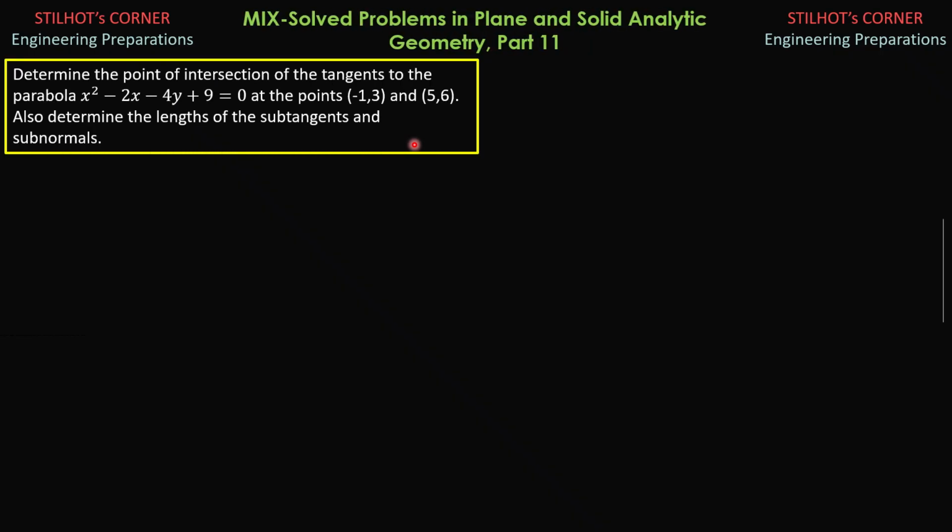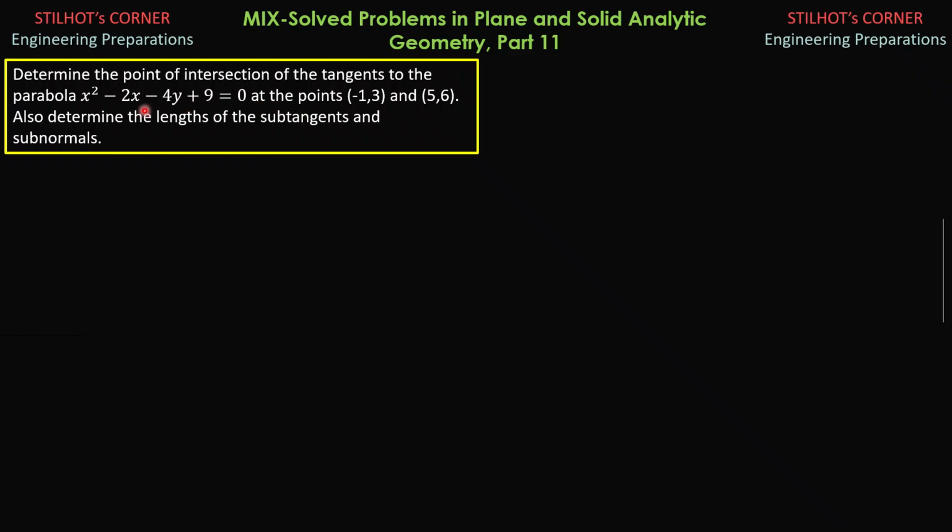So here is the problem. Determine the point of intersection of the tangents to the parabola x squared minus 2x minus 4y plus 9 equals 0. For those who are new, I want you to begin from the start of Analytic Geometry in my playlist Engineering Review Materials, because the concepts and the principles are important in order to understand the solutions, especially here.